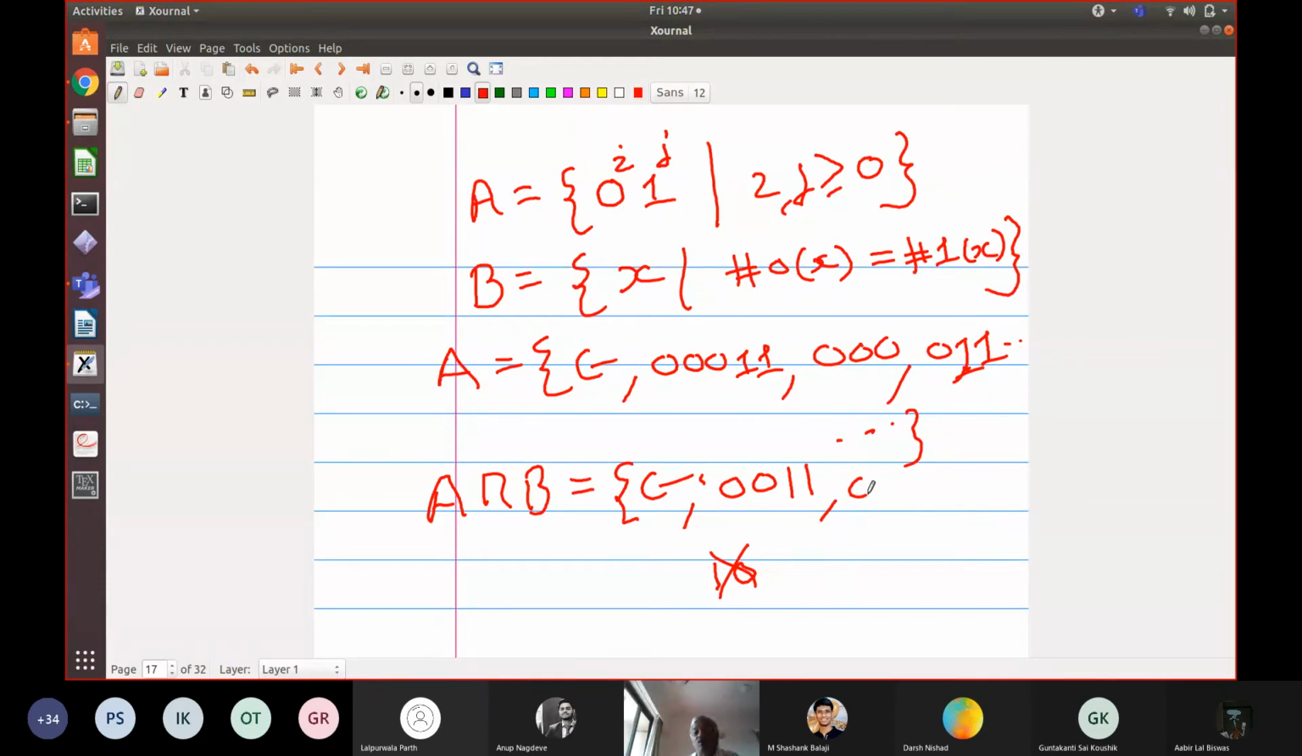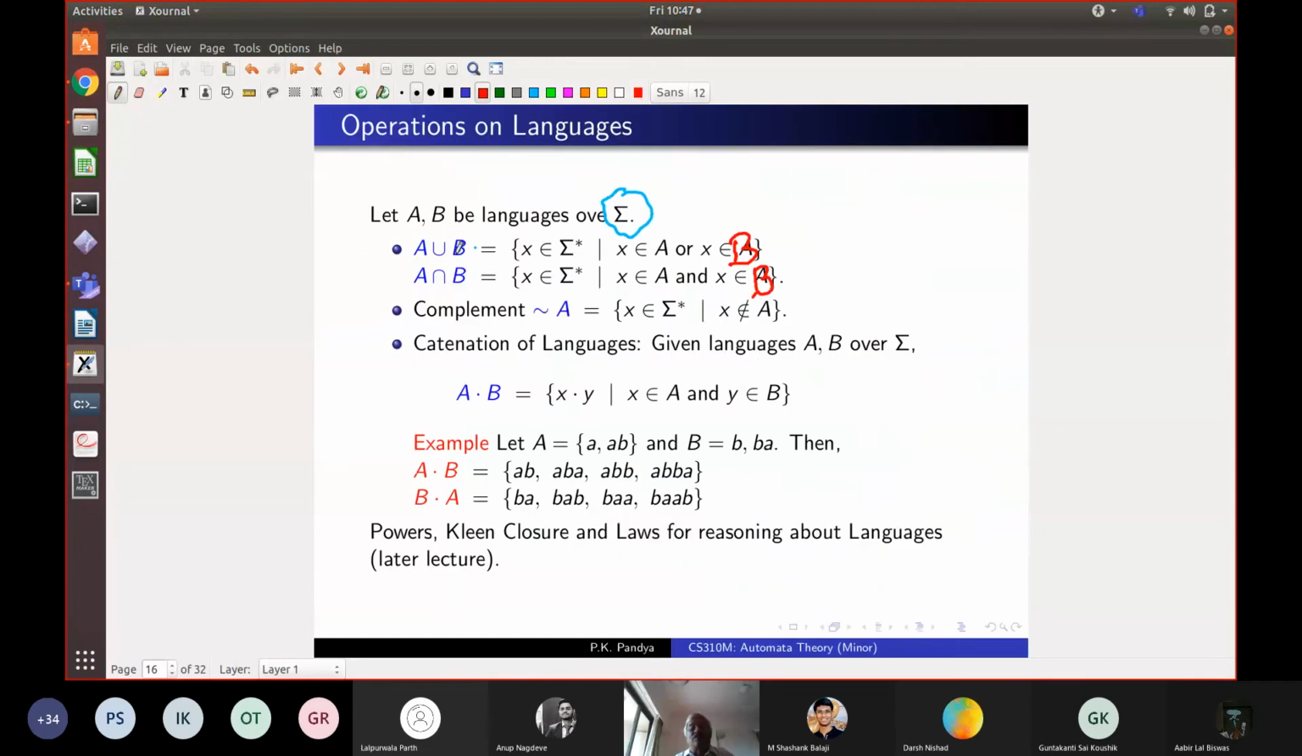Okay. What about 0, 0, 1? Let me write it here. 0, 0, 1 is a sequence of zeros followed by a sequence of ones. So it is in A, but it is not in B because the number of zeros is not the same as the number of ones. So this also I cannot include. So you can see what kind of strings I'm going to have. I'm going to have the strings 0, 1, 0, 0, 1, 1, 0, 0, 0, 1, 1, 1, etc. And I have defined this language using the intersection.